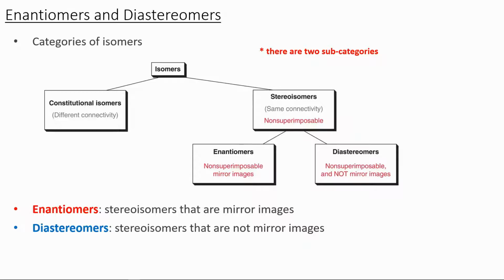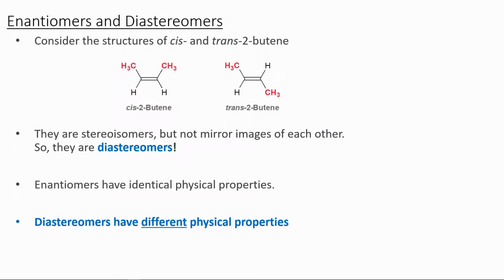Often diastereomers are going to have multiple stereocenters, but there's another example of diastereomers. Let's look at cis versus trans-butene. These molecules have the same atom-to-atom connectivity, so they're not constitutional isomers, but they are not mirror images of each other. Therefore, they must be diastereomers. Enantiomers have identical physical properties from each other: same boiling point, same melting point, same polarity. However, diastereomers are going to have different physical properties from each other. So the cis versus trans-butene might have different melting or boiling points, for example.